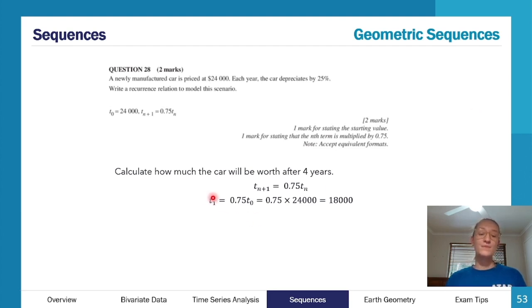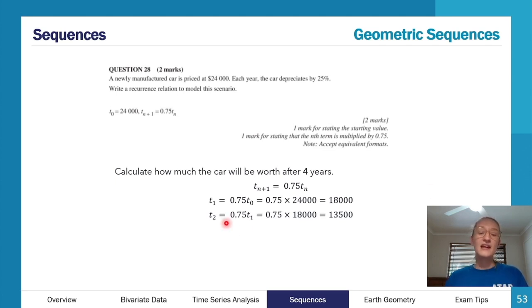So for T1, we let n equal 0. T0 plus 1 is equal to T1, which is 0.75 times T0. That's the value of our brand new car. So after 1 year has passed, our car is worth 75% of what it used to be. That 75% times its original value gets us the next value of $18,000. Our car has dropped in value by $6,000 in a year. That's how much it's depreciated by.